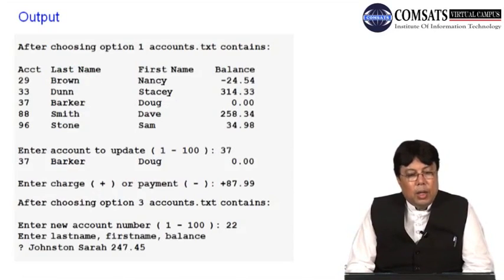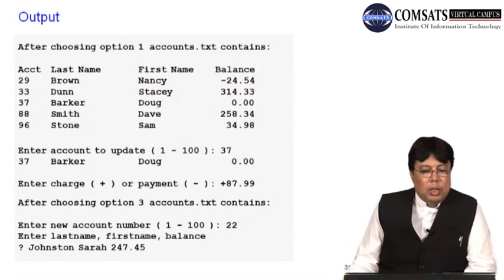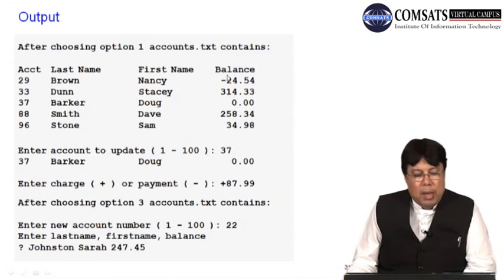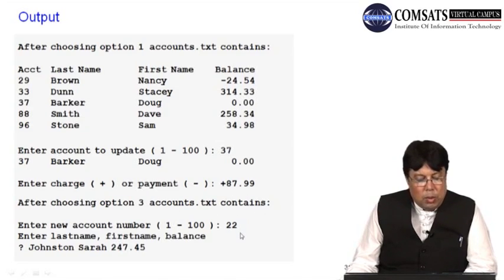So we can see that after choosing option 1, account.txt, okay, so this is the account number, last name, first name, balance. Enter account to be updated, plus or minus, you have added plus. So you have selected account number 37 and you now want to update it, and you have added 87.99, it should be added, and then you have entered 3, the account 3, then account number 22. So the last name, first name, you add a new account.